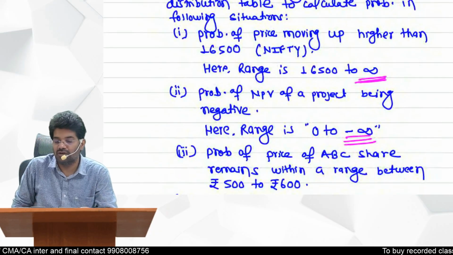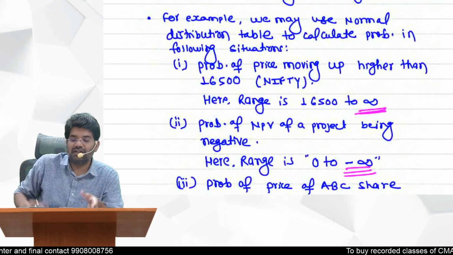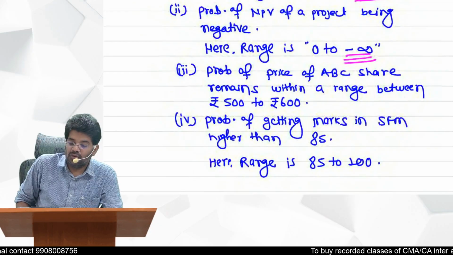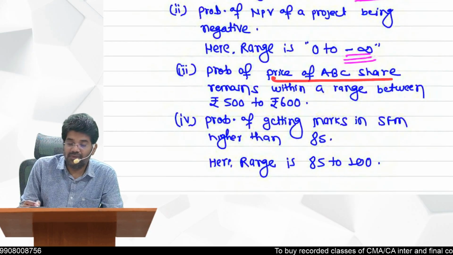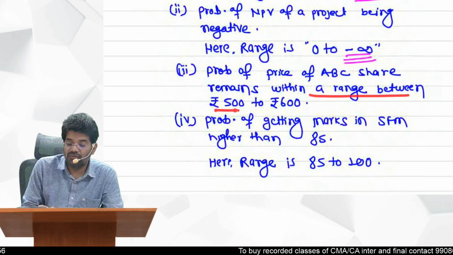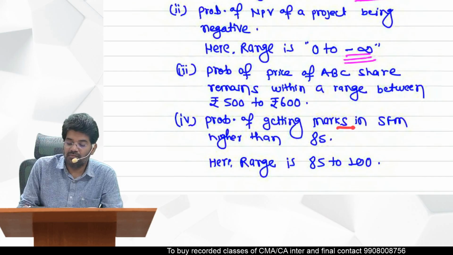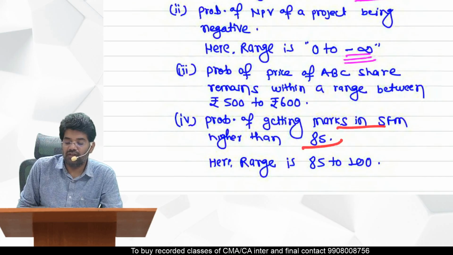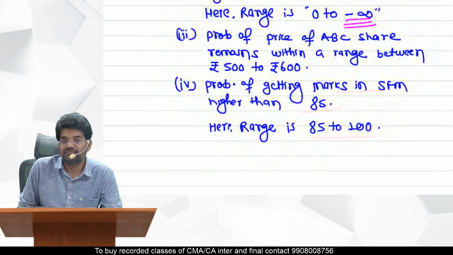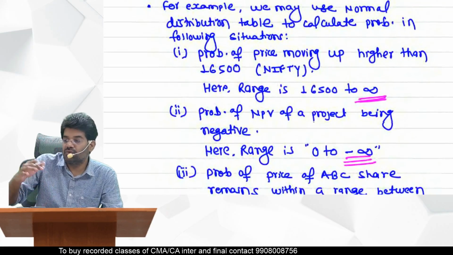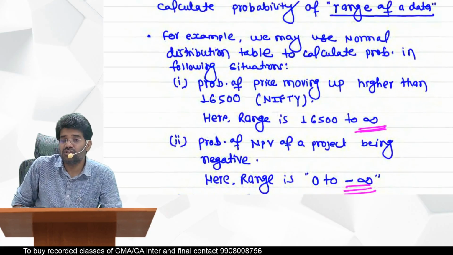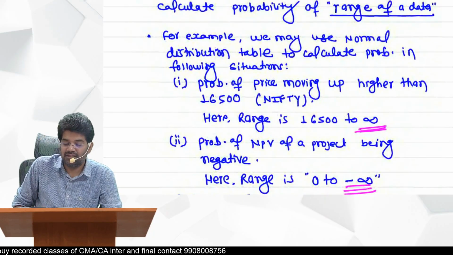So whenever you want to calculate probability for this kind of range of data, such as what is the probability that the price of ABC share remains within a range between 500 to 600, or what is the probability of getting marks in a particular subject above 85, here the range is 85 to 100. These are the scenarios where you can use the normal distribution table.